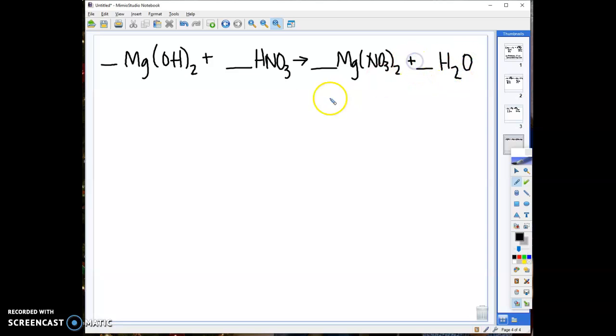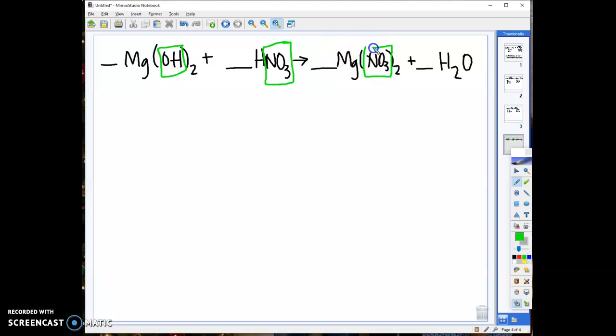Alright, so let's take a look at this one. This one's a little bit more complicated. It's got some polyatomic ions in here. And so anytime we have a polyatomic ion, which here's a polyatomic ion here, NO3 nitrate, and here's a polyatomic ion here, OH hydroxide, if the same polyatomic shows up on the reactant side and the product side, then I don't have to separate those when I count my total number of atoms, okay?